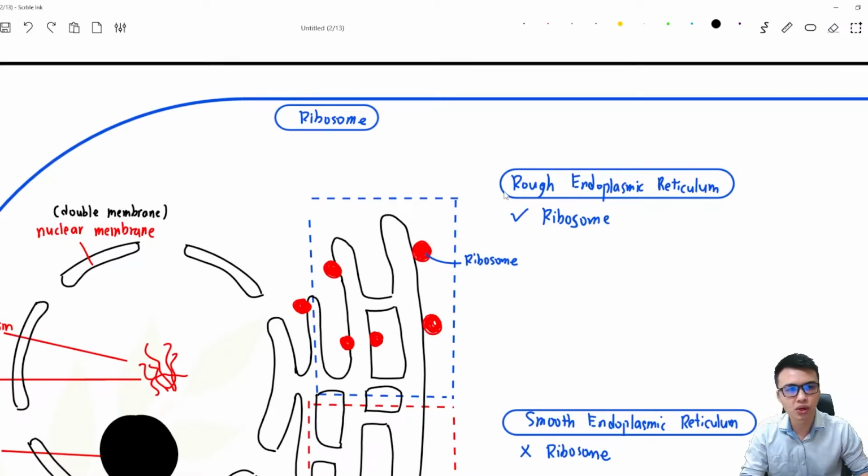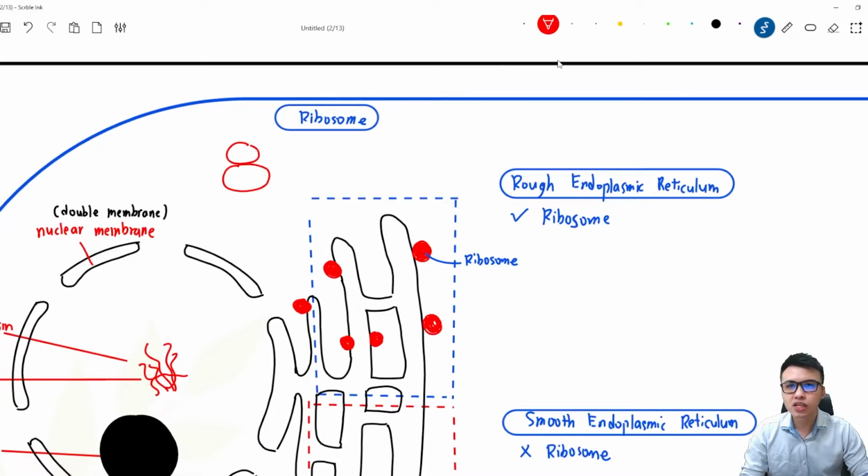Ribosome is actually the red dots over here, all right? So the ribosome actually looks like this. It has a big unit and a small unit. The job of the ribosome is actually protein synthesis.